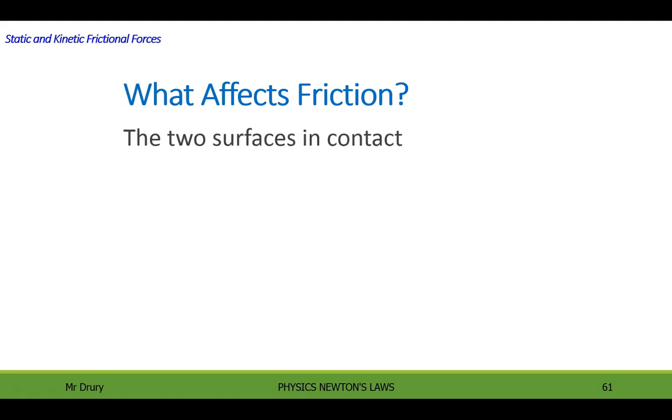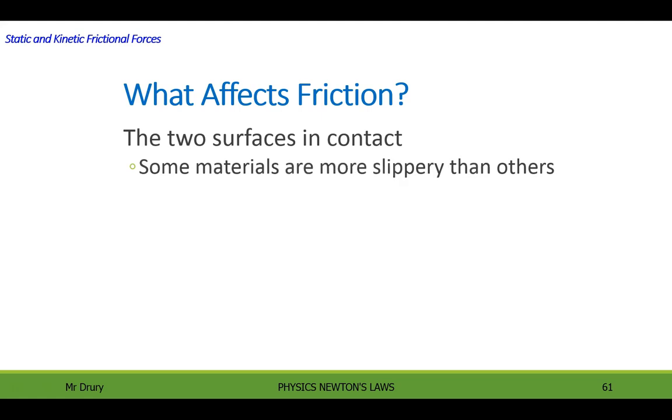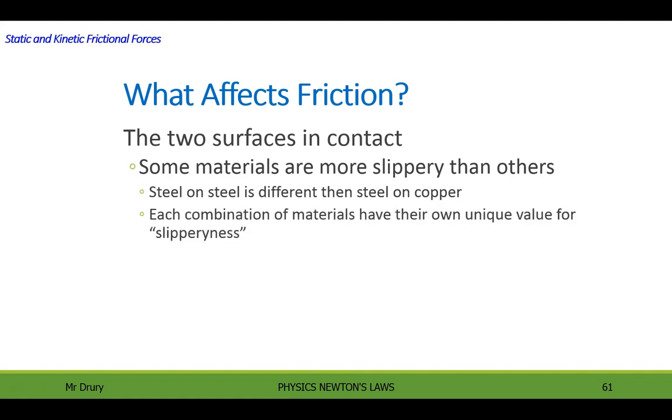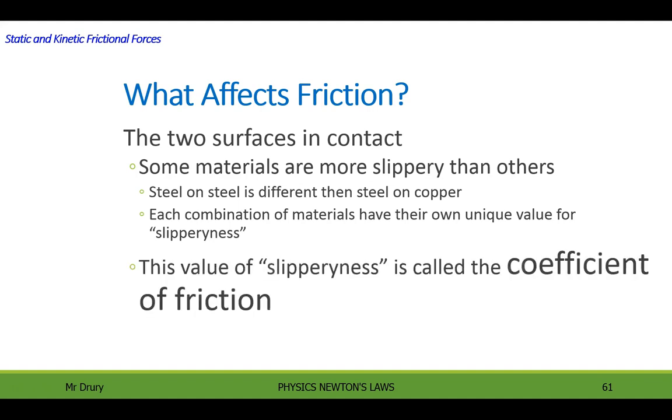So what affects friction? Obviously, the two surfaces in contact. Some materials are more slippery than others. Steel on steel has a different value than steel on copper. Each combination of materials has its own unique value of slipperiness. And obviously we can't use slipperiness, but the scientific word for that is coefficient of friction. But it's really just how slippery the two surfaces are.